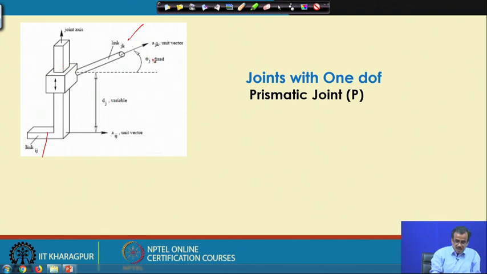Now, you can see that this particular theta j, the joint angle, is kept fixed. Now, this block can move up and down, so it can slide. It will have only linear movement, only one connectivity, only one degree of freedom. So, this prismatic joint, which is denoted by P, will have only one connectivity or one degree of freedom.